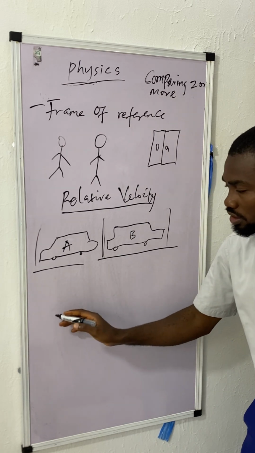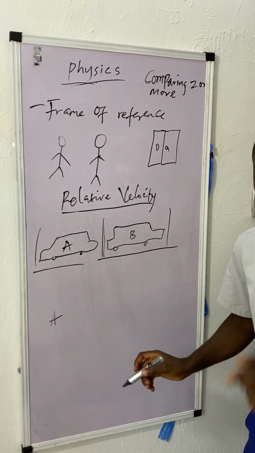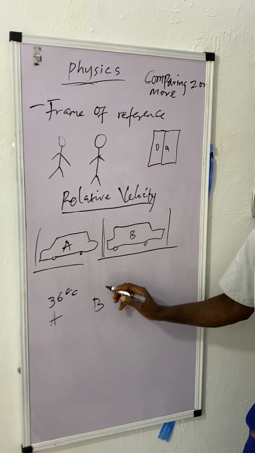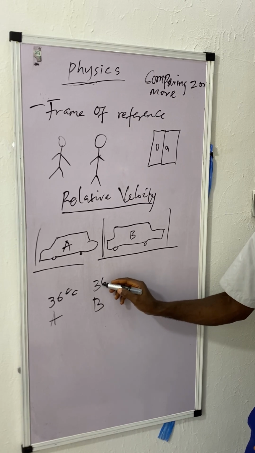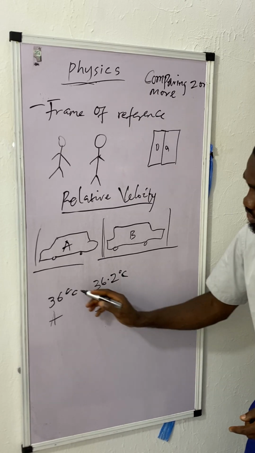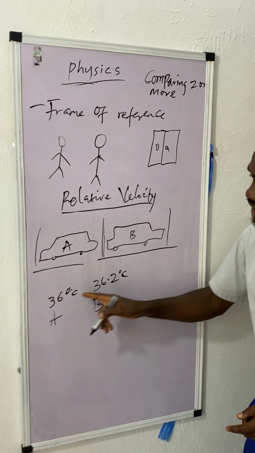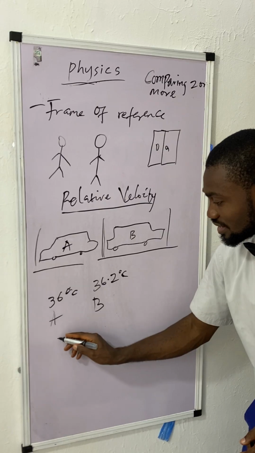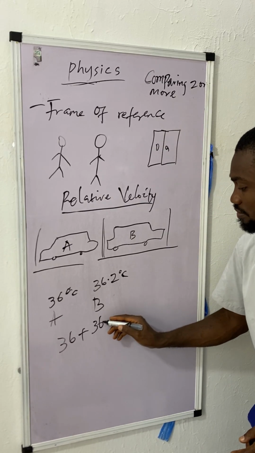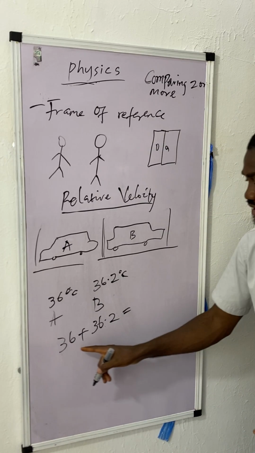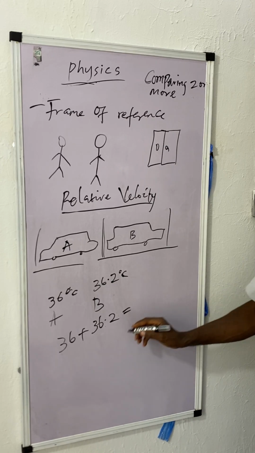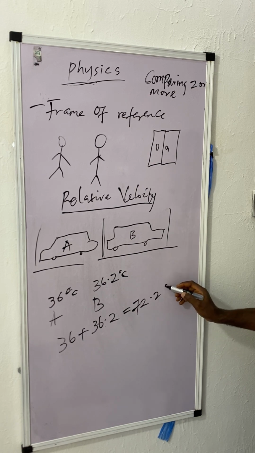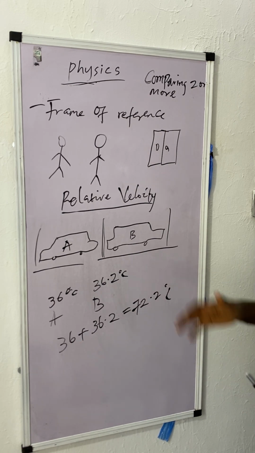So I can measure the temperature of Mr. A, and I measure the temperature of Mr. B. Let's say the first reading I got is 36 degrees Celsius. The second reading, for Mr. B, I got 36.2 degrees Celsius. So if I am comparing the temperature of both, I can say the relative temperature of A and B is 36 plus 36.2, which gives us 72.2 degrees Celsius. So this one is the relative temperature. Okay, I hope you understood.